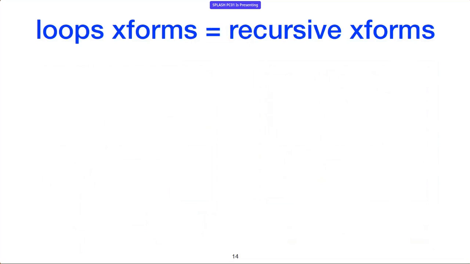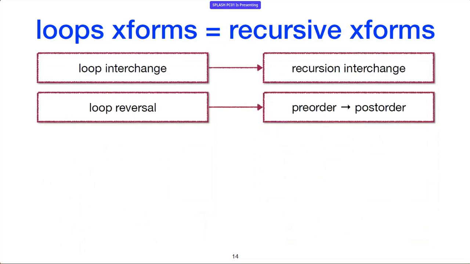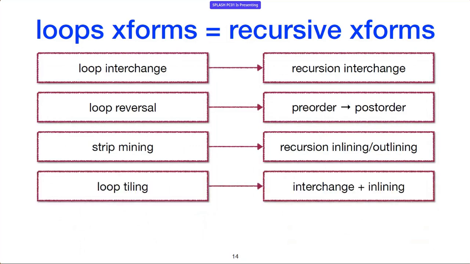And so over many years, we've come up with lots of analogs between loop transformations and recursive transformations. Loop interchange corresponds to recursion interchange, like I just showed you. Loop reversal corresponds to changing from preorder to postorder. Strip mining, another classic transformation, corresponds to basically doing some inlining and outlining of a recursive function. And then loop tiling, which is the big transformation that people like to do for locality, corresponds to, well, combining recursion interchange and inlining. So you can do the equivalent of tiling except for recursion.